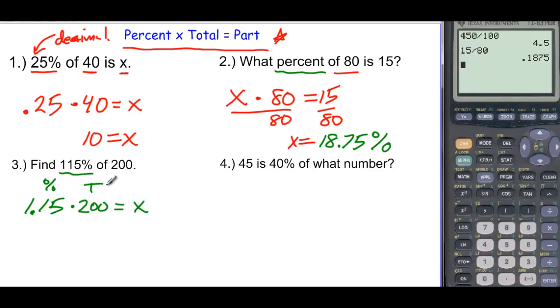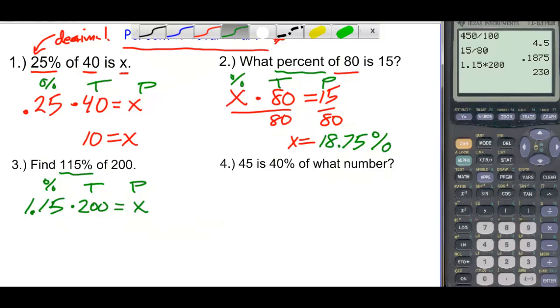Percent, total, part. Those are 3 pieces. So again, let me just highlight all the pieces in all these equations. If you do it this way every single time, you're never going to mess it up. Okay, so simply we just multiply this together. So we're going to do 1.15 times 200, and we get 230. So back to over here, 230. And notice 230 is bigger than 200 because we want up 15%.